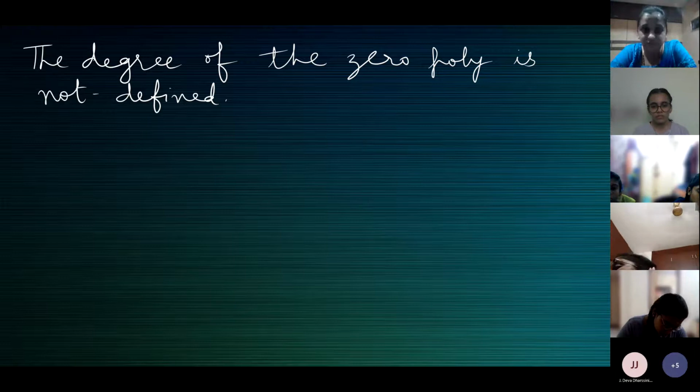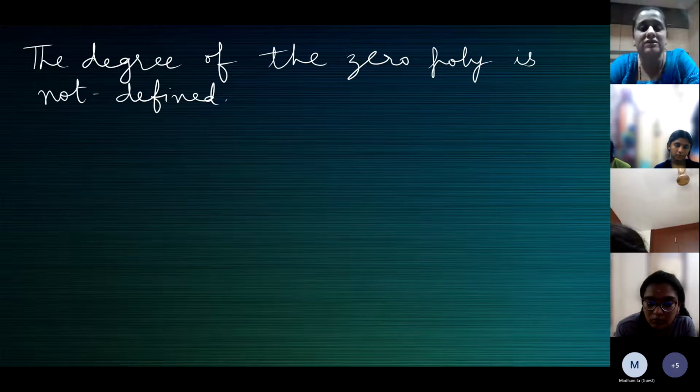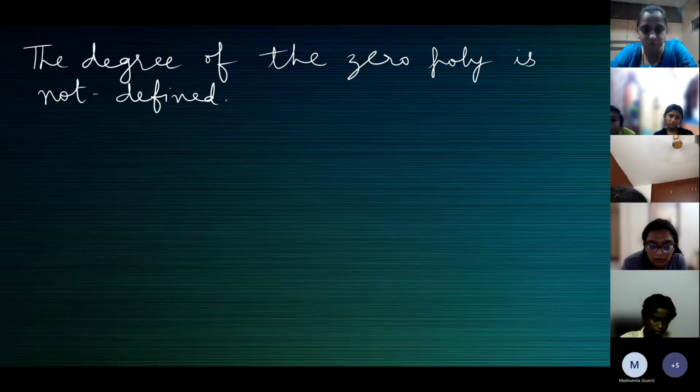So now we have spoken about classification of polynomials based on the number of terms. 1 term monomial, 2 terms binomial, 3 terms trinomial. And we also have classified polynomials based on their degree. Linear, degree 1, quadratic, degree 2, cubic, degree 3, constant polynomial, degree 0, zero polynomial, degree not defined. So this is what we've seen so far.